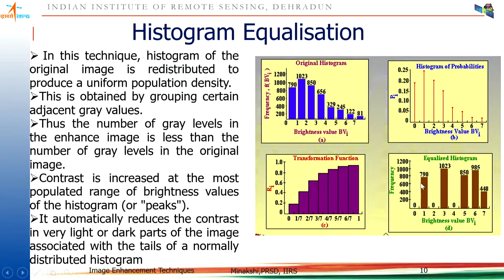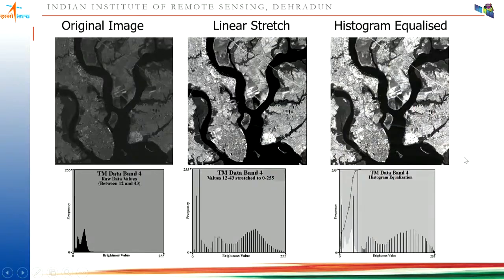So normally we say that the histogram equalization technique increases the contrast in the populated range at the expense of contrast reduction in the tails, because we are grouping the DN values in the tails. And it is also used for overall contrast enhancement. For example here, this was my original image. The contrast was not optimal. All objects were not very clearly identifiable. This is the corresponding histogram for the data.